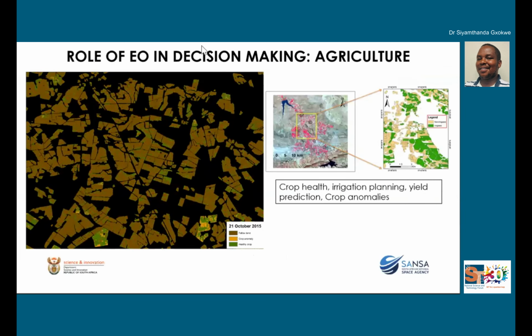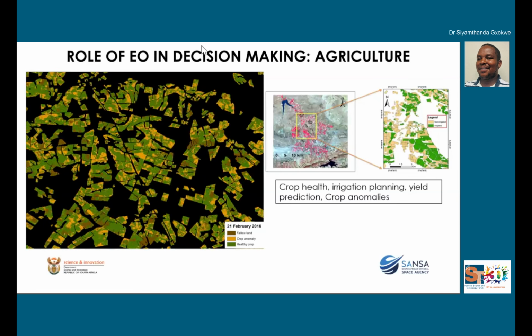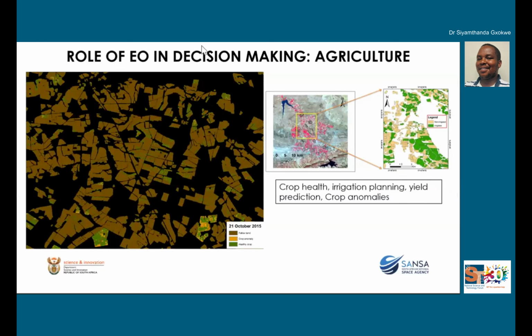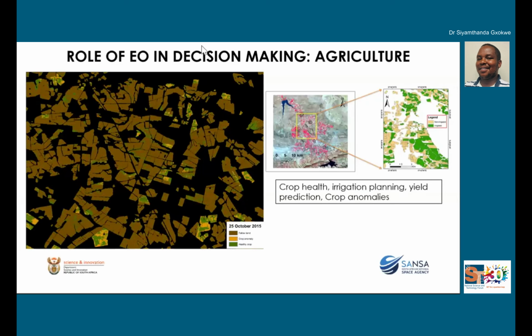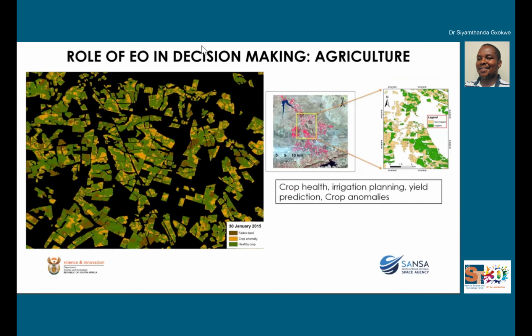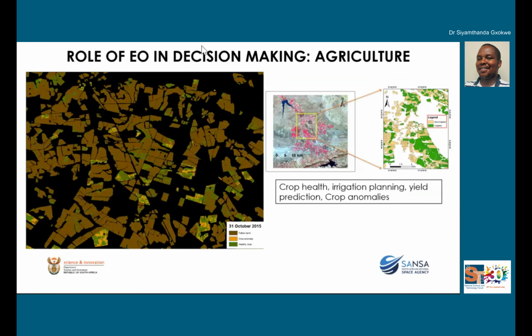The other tool also uses this data to inform agricultural decisions. For example, we've got in-house tools that allow us to monitor the cropping extent, the crop health, and irrigation planning to predict crop anomalies. Those are important features that allow us to predict some of the anomalies that we would see in our agricultural cropland fields.